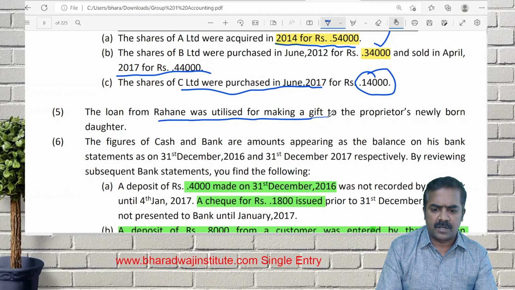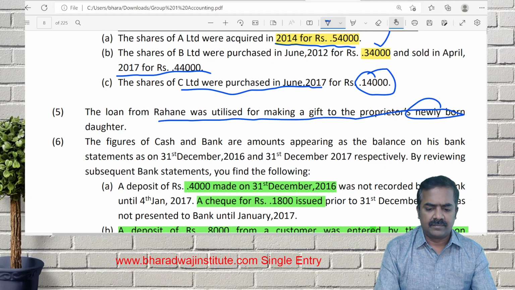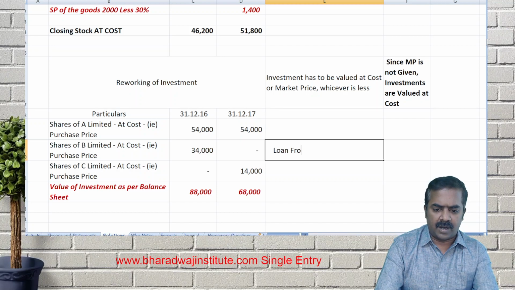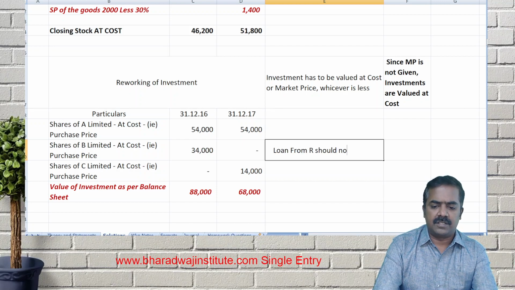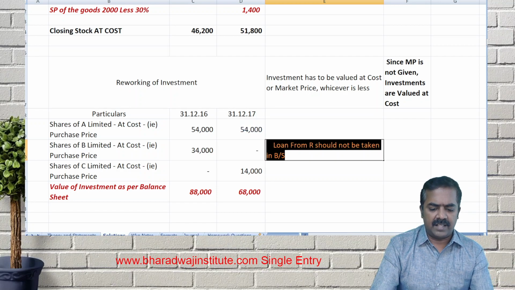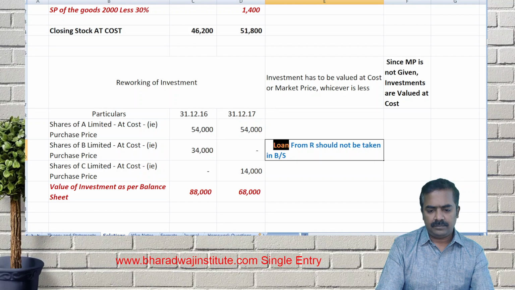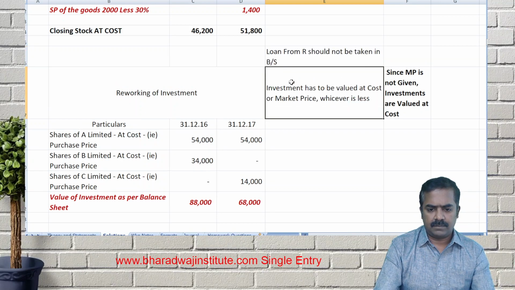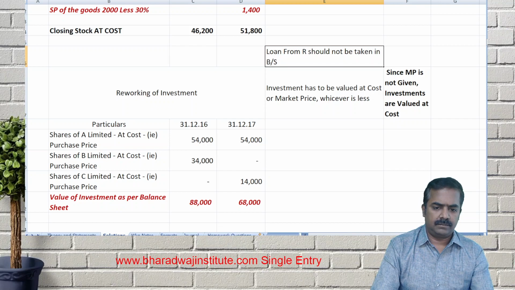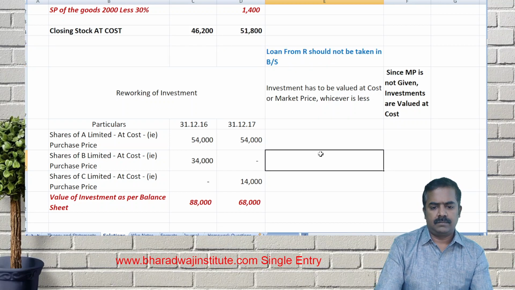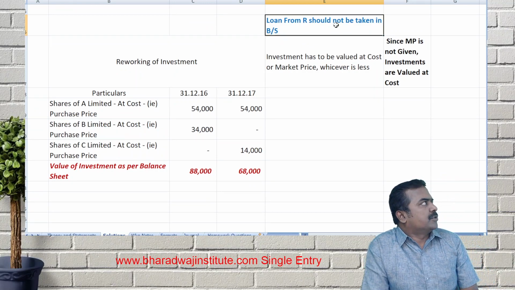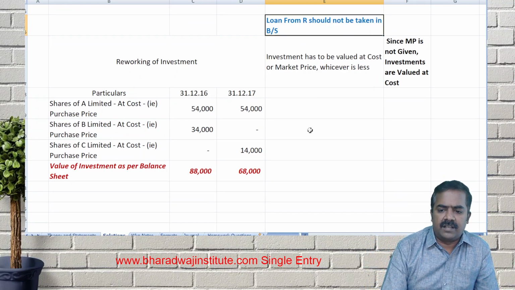Loan from Rahane was utilized for making gift to proprietor's newly born daughter. So is it a business liability or a personal liability? So loan from R should not be taken in balance sheet, because that is not a business liability, that is a personal liability. Note that also. Let me make a separate note of it. Loan from R should not be taken in balance sheet because it is a personal liability, not a business liability.